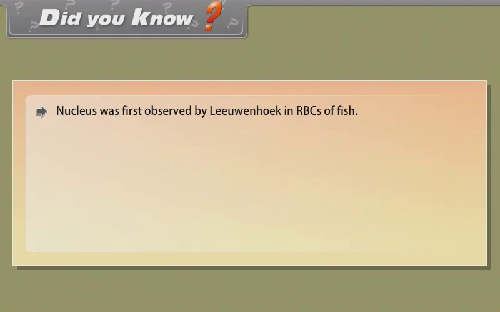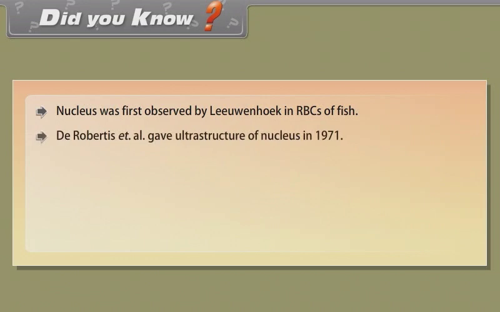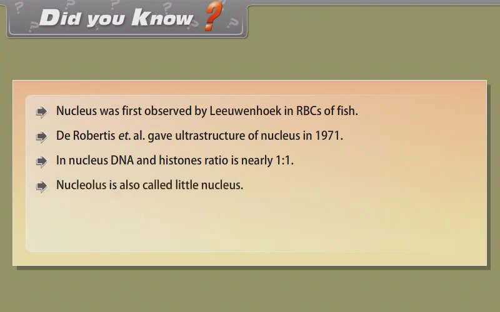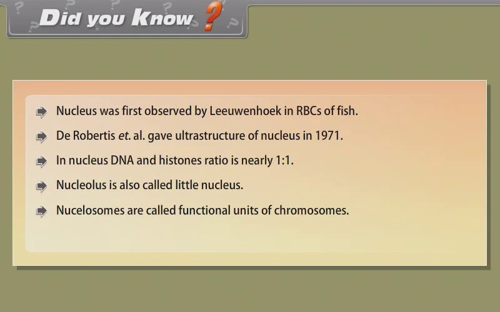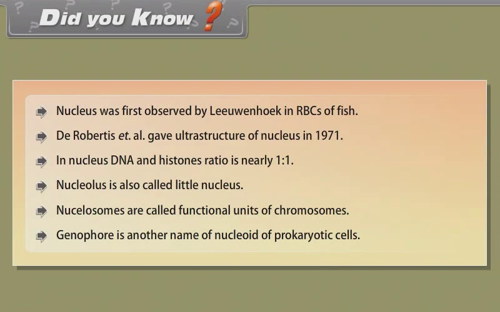Did you know? Nucleus was first observed by Leeuwenhoek in RBCs of fish. De Robertis et al. gave the ultrastructure of nucleus in 1971. In nucleus, the DNA and histones ratio is nearly 1:1. Nucleolus is also called little nucleus. Nucleosomes are called functional units of chromosomes. Genophore is another name of nucleoid of prokaryotic cells.